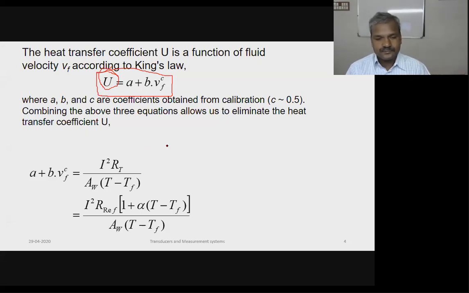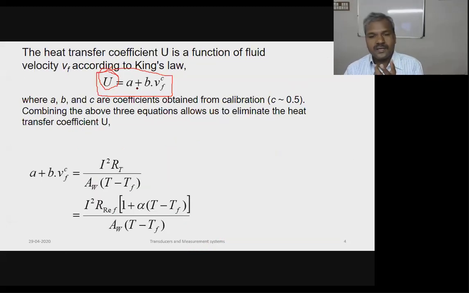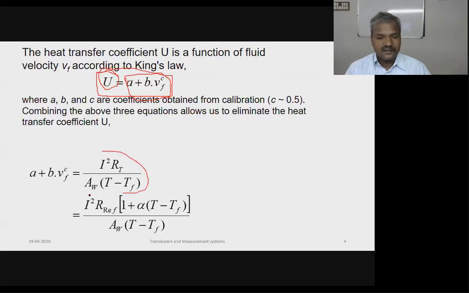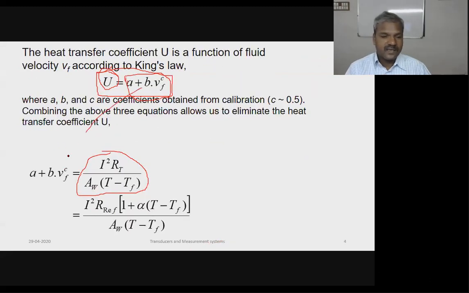So here, what is U? U equal to I square RT divided by AW into T minus TF. According to King's law, U equal to A plus B VF power C. So A plus B VF power C equals I square RT divided by AW into T minus TF. The right hand side is derived from the heat balance relation, and the left hand side is derived from King's law.